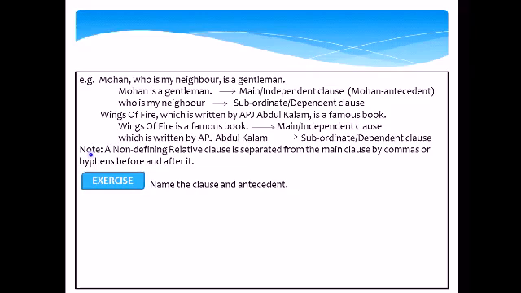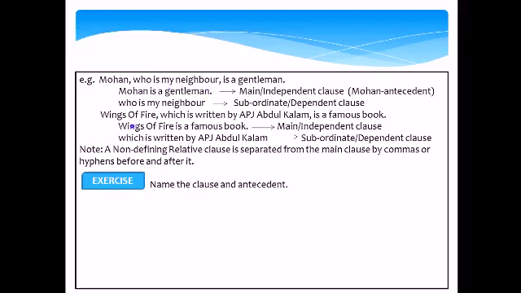Note, a non-defining relative clause is separated from the main clause by commas or hyphens before and after it. So here a non-defining relative clause doesn't define its antecedent. That means without this clause we can understand who the person or thing is. For example, Mohan is a gentleman. Here the name is clearly mentioned. So we don't need who is my neighbor. If we use who is my neighbor here, we are just giving some extra information.